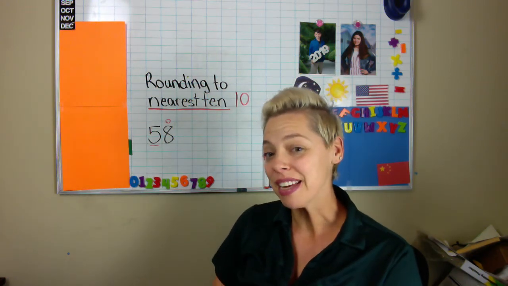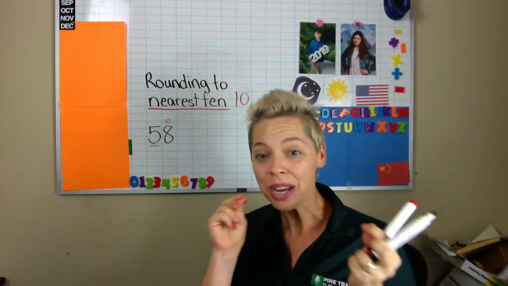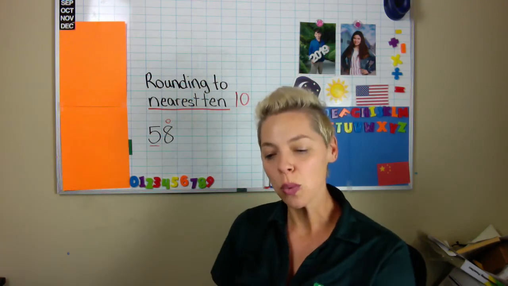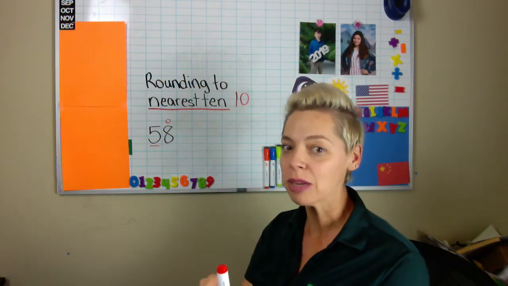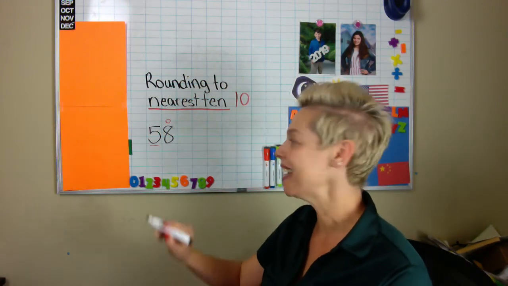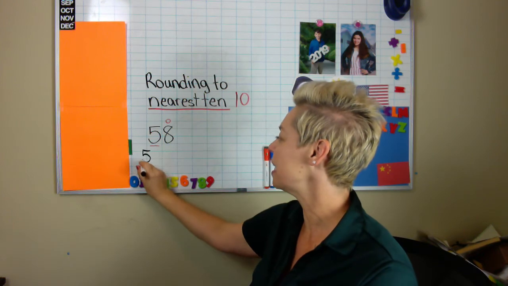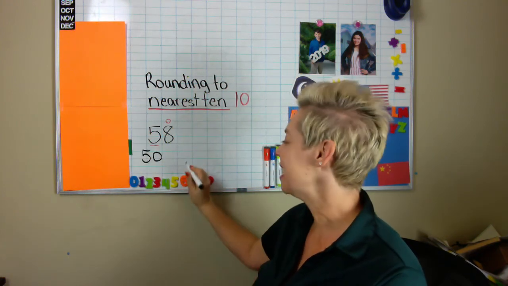The next step is for the student to write down two reasonable answer choices. So when rounding 58 to the nearest 10, there are only two possible reasonable choices. And the first is going to be 50. The second is 60.